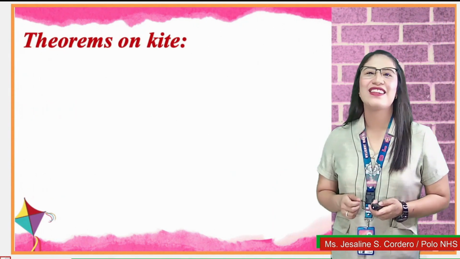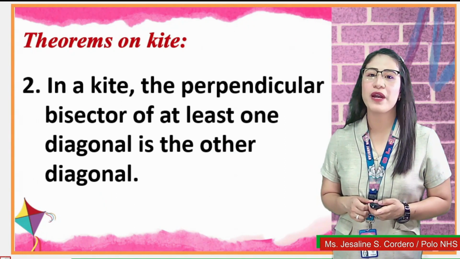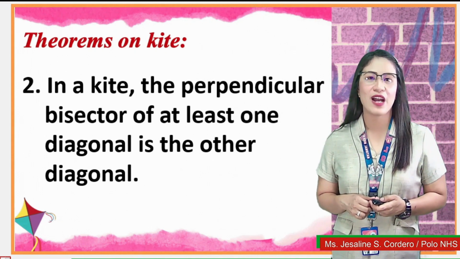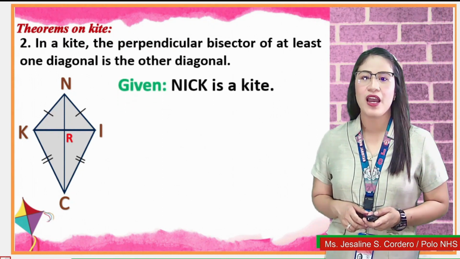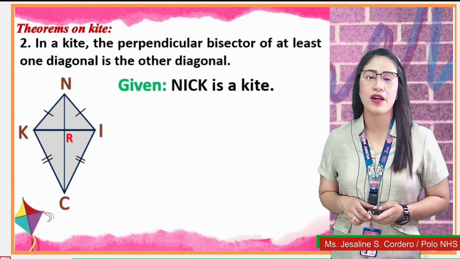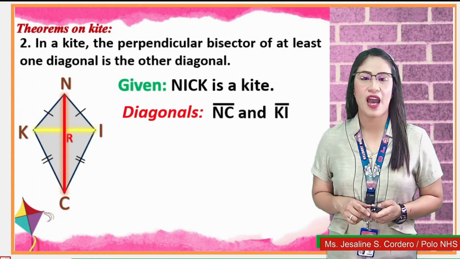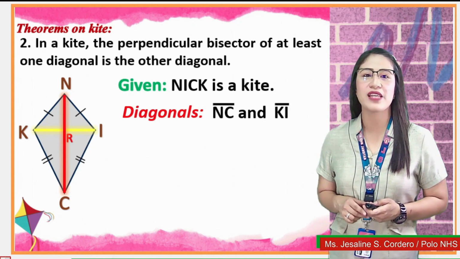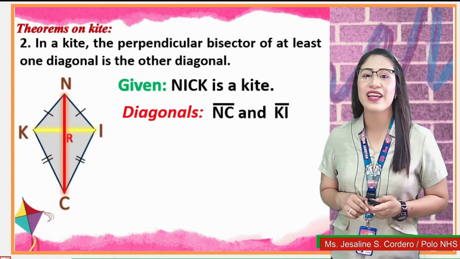Theorem number 2. In a kite, the perpendicular bisector of at least one diagonal is the other diagonal. In our given, NICK is a kite, the diagonals here are segment NC and segment KI. And it says in the theorem that the perpendicular bisector of at least one diagonal is the other diagonal.